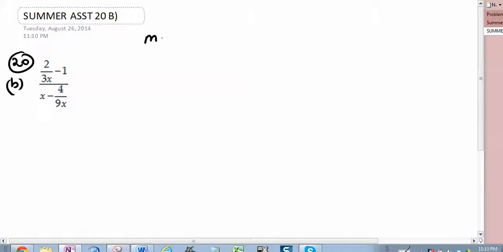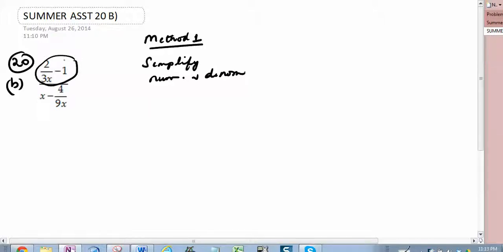The first way is to simplify the numerator and the denominator separately. So if I look at the numerator, I am really subtracting two fractions. Here is the denominator, x over 1 minus 4 over 9x. Let's concentrate now on the numerator.